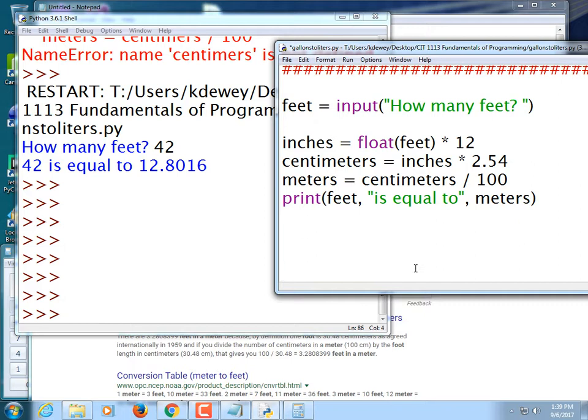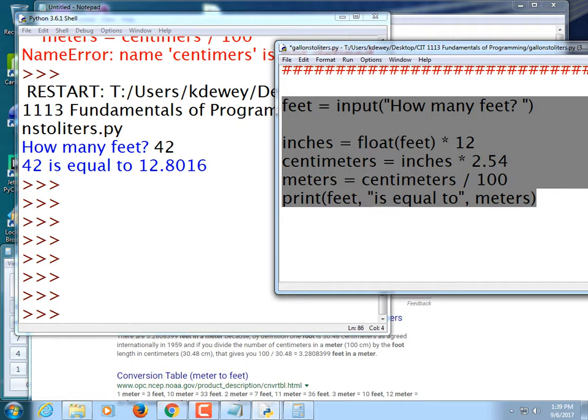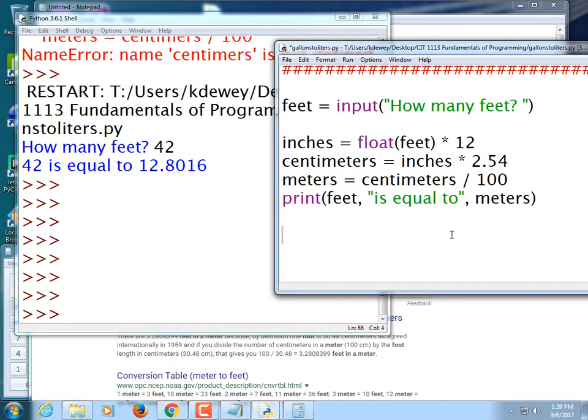So I want this Python code to be submitted into today's box. You might have to log off and log back on if it doesn't open for you. Want us to rename it or anything? Yeah, name it feet to meters.